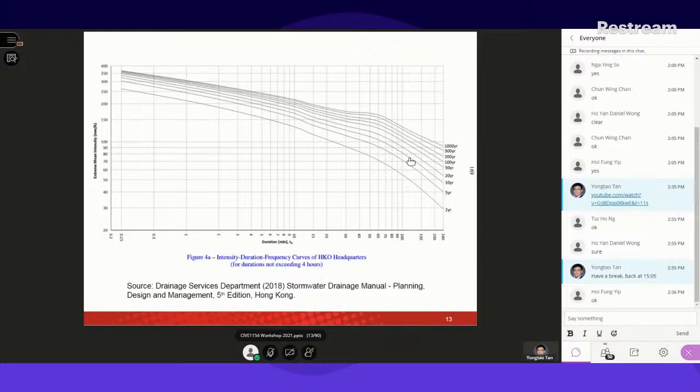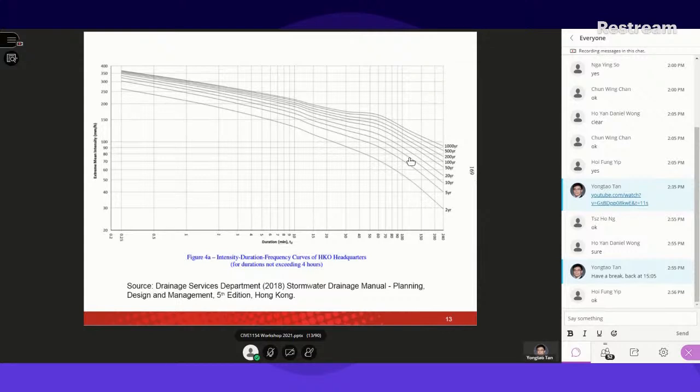And also in Hong Kong, actually there are around 200. From the 2018 manual, there are 193 rain gauge stations in Hong Kong. I think there are more rain gauge stations in Hong Kong, maybe around 200. So normally the historic data can be collected from these stations. Okay.